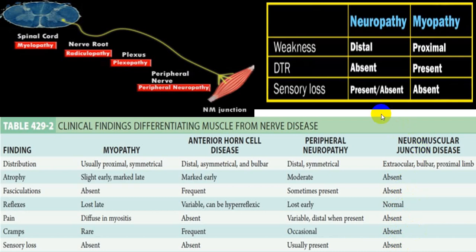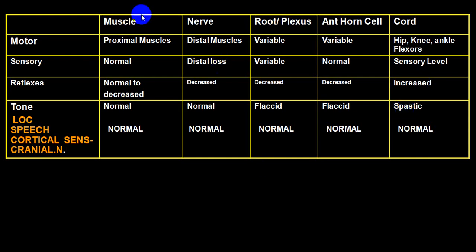So if you keep this in mind, you will be able to differentiate between myopathy, anterior horn cell involvement, peripheral neuropathy, and neuromuscular junction. Because neuromuscular junction, peripheral neuropathy, and myopathy are outside the spinal cord. Only anterior horn cell will be spinal cord involvement. So you should be able to identify those three groups from spinal cord damage. The same thing is mentioned here: muscle, nerve, root, anterior horn cell, and spinal cord involvement.